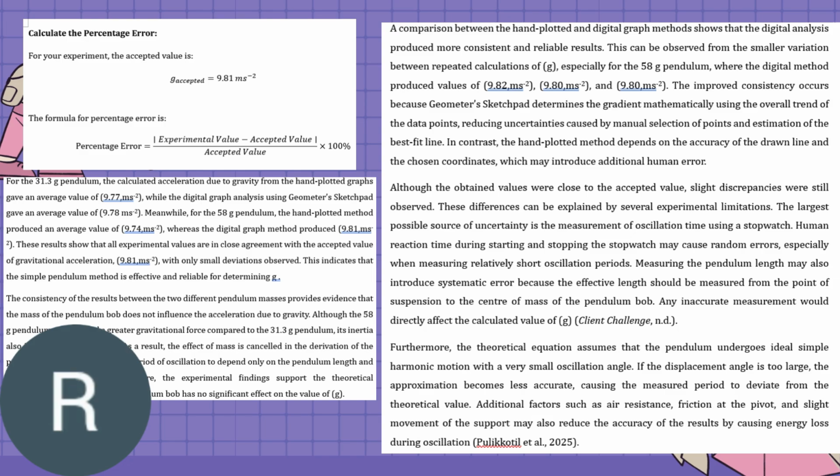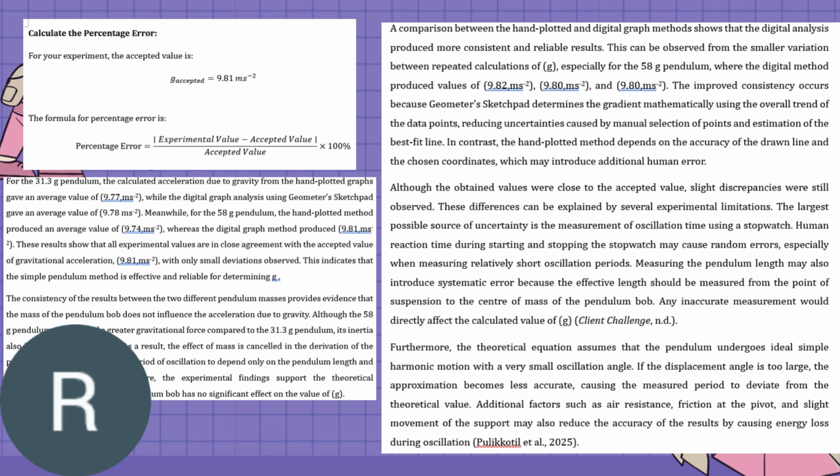Secondly, we compare two different pendulum masses, which are 31.3 grams and 58 grams. Although the heavier pendulum experiences a larger gravitational force, it also has a greater inertia. These two effects cancel each other out mathematically. Therefore, the oscillation period depends only on the pendulum length and gravitational acceleration, not on the mass. This is supported by our experimental results because both masses produce values of g that were very similar and close to the accepted value.